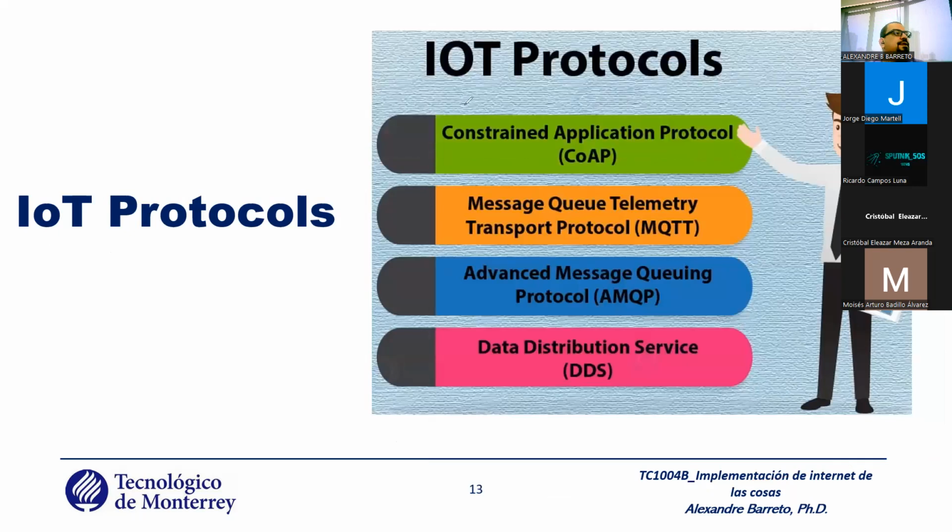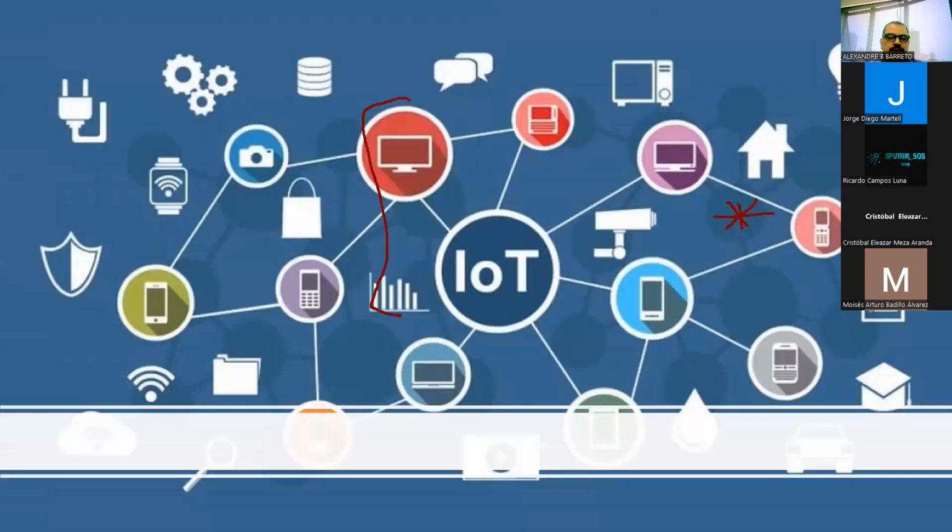We study 3 protocols here. The CoAP, okay, is the Constrained Application Protocol. The Message Queue Telemetry Transport, MQTT, is the protocol that we implemented, that we used in the last lab. And the Advanced Message Queuing Protocol, AMQP. The DDS, you don't study in this part.